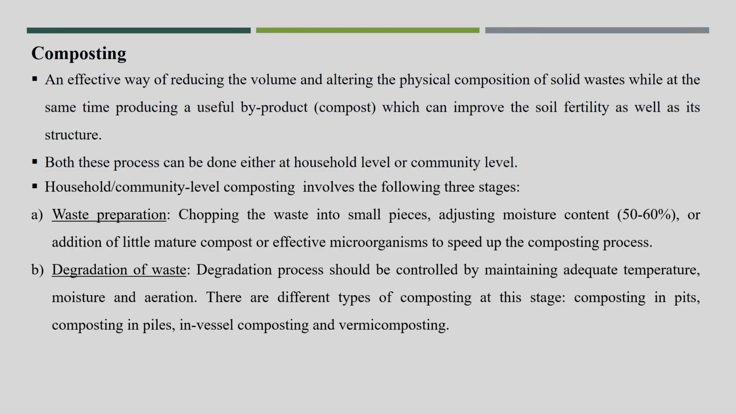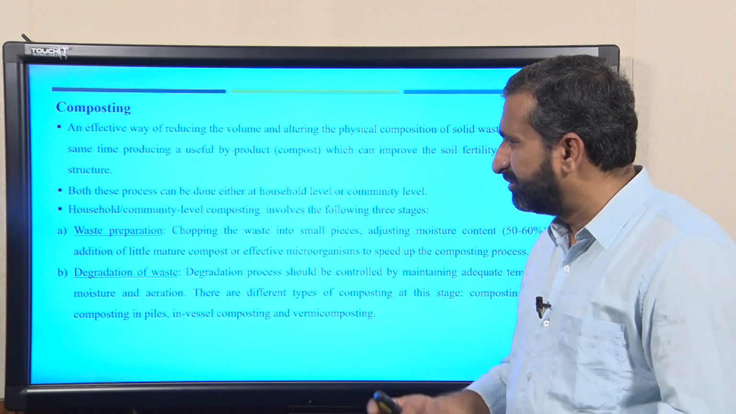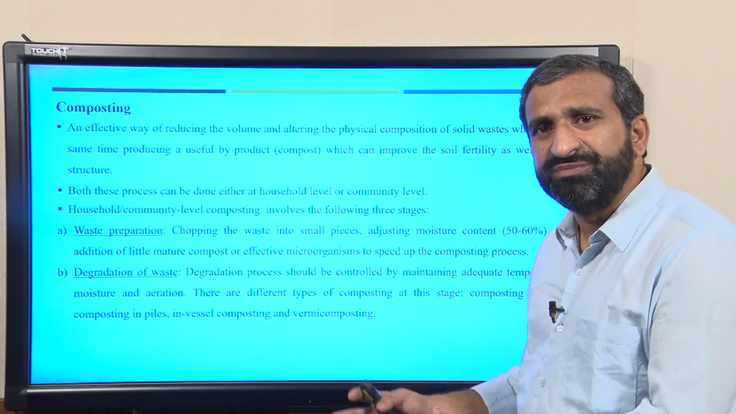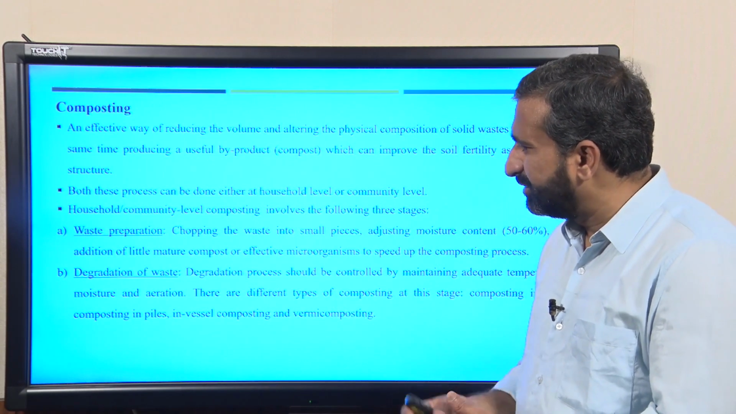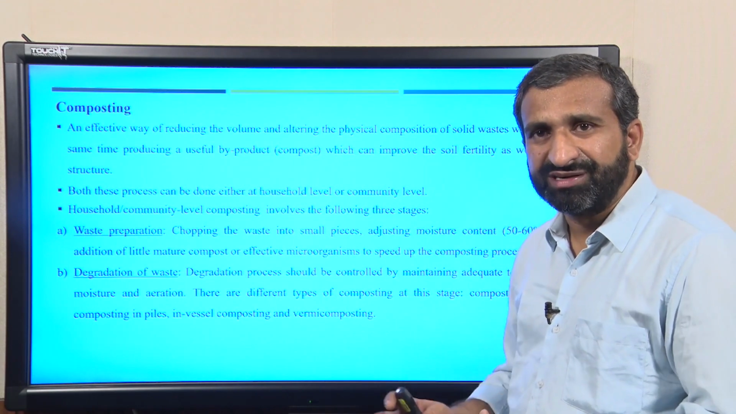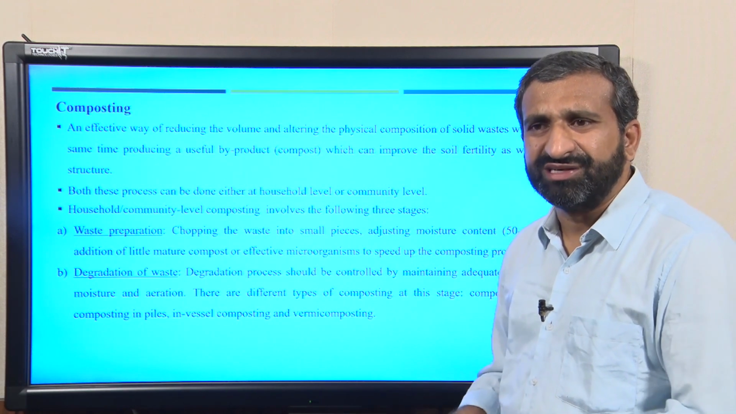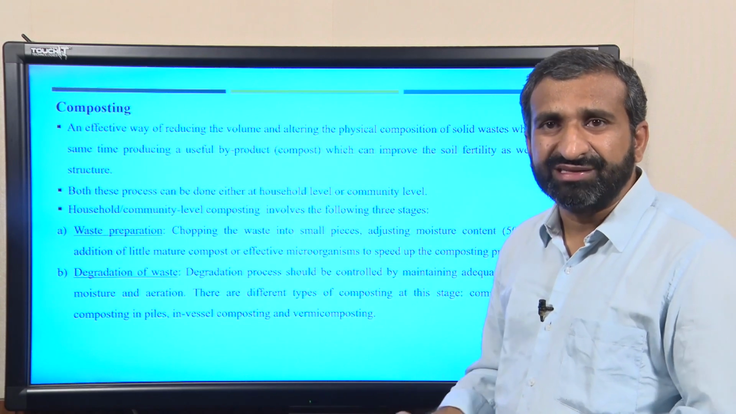Waste preparation means we have to chop the waste. Normally, a waste size of 1 centimeter is good for the degradation process. So, we need waste preparation, that is chopping or shredding, and also mixing the waste with some kind of dry matter, followed by the degradation of waste. During this degradation you require moisture content, which is already available, and also aeration. This aeration can be done in different ways, either manual or mechanical.